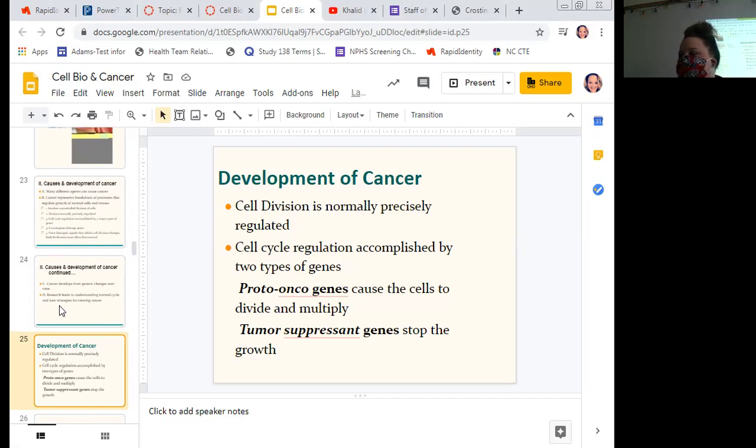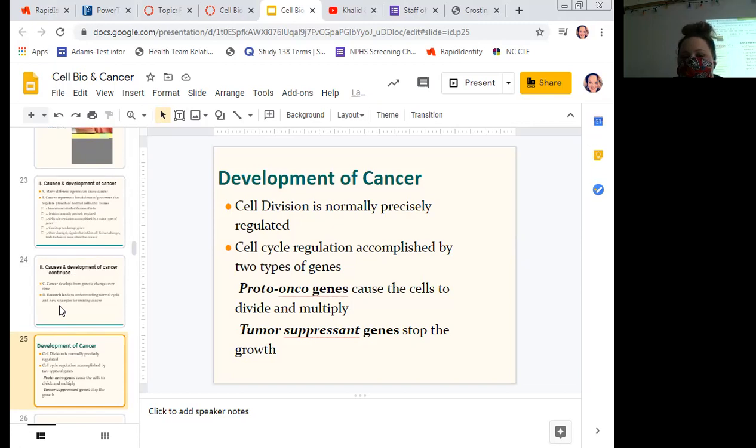We have things in our body that help us control abnormal cell growth. And those two things are the two types of genes listed here. Again, vocabulary. We have, everybody say proto-onco genes, okay? Tumor suppressant. They work kind of backwards of one another to control cell growth, okay?